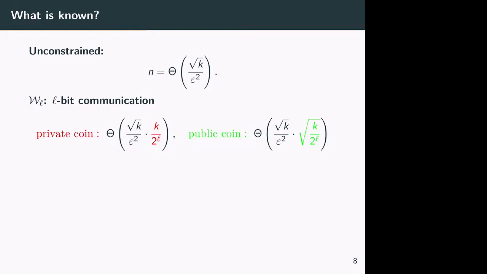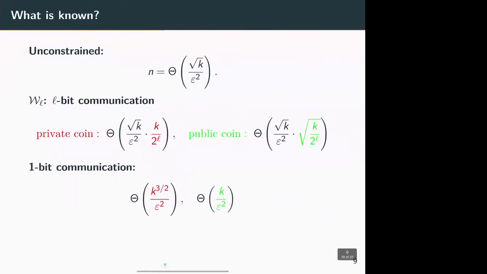For L equal to log K, both of these become the same as square root K over epsilon squared, which is exactly the optimal sample complexity without constraints. That's because you can use log K bits to precisely send what your sample is. Now for L bigger than log K, this quantity goes to 0, which is not correct, so there should be another max over this and one.